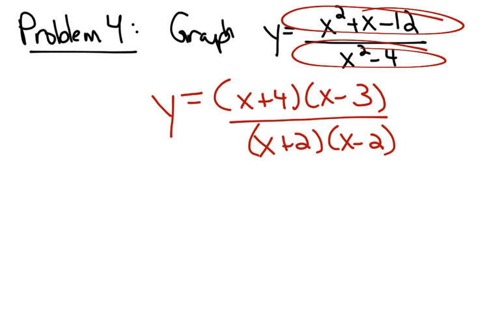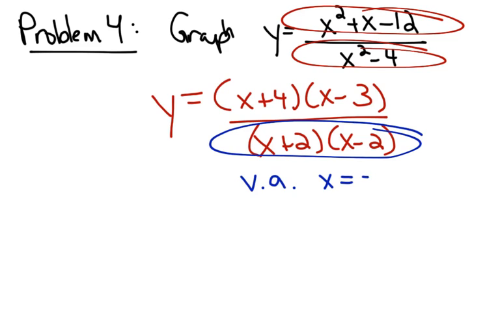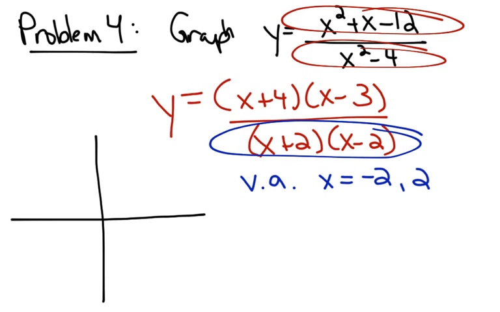Next, let's find the vertical asymptotes. The vertical asymptotes you're going to get by setting the denominator equal to 0. So the vertical asymptotes must be at negative 2 and positive 2. So I'm going to start drawing a general sketch of this. Here's my coordinate plane, and here's my vertical asymptote at 2 and my vertical asymptote at negative 2.